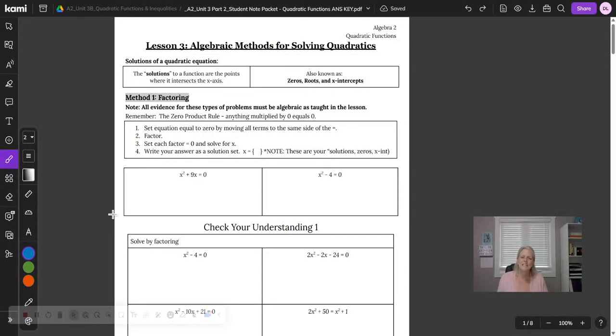Hey guys, in this lesson, we're going to look at solving quadratics. The first method we're going to use is factoring.